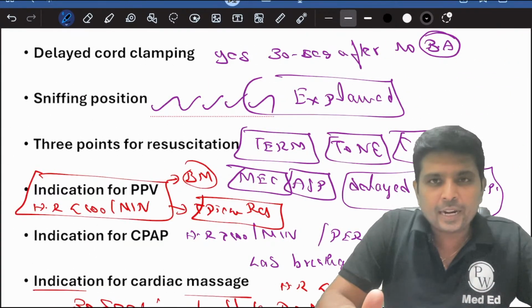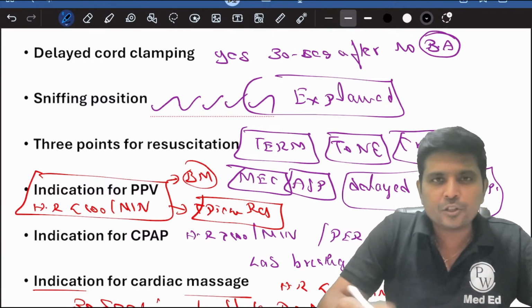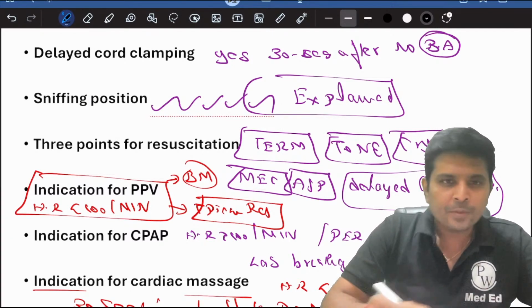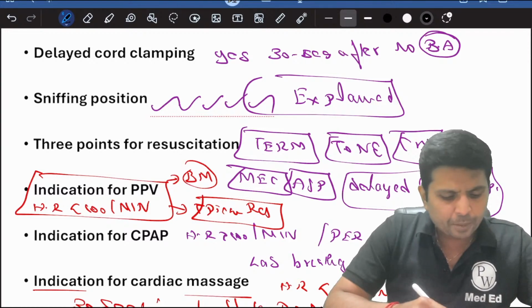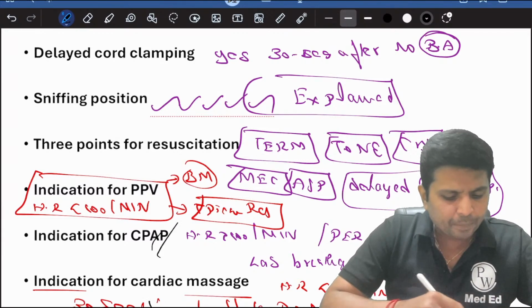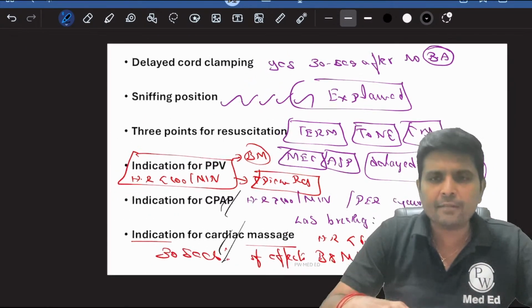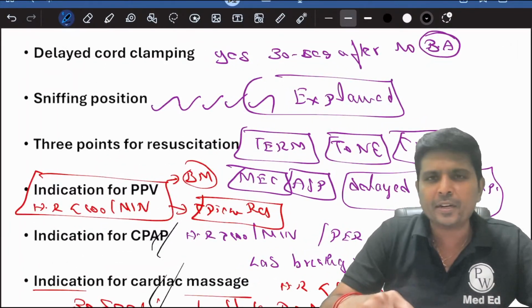Okay, what is called delayed cord clamping? Clamping 30 seconds to 60 seconds after birth. Sniffing position is a roll of towel under your shoulder blade. Indications for a PPV, I told you. Indication of CPAP, indication of cardiac massage, everything was discussed just now. I don't want to repeat it and waste your time.